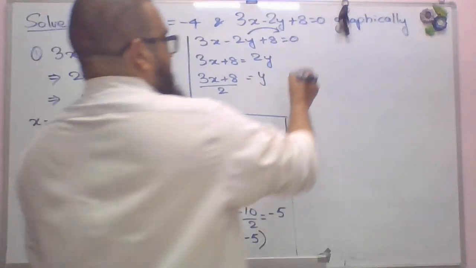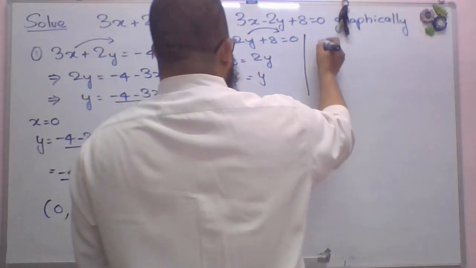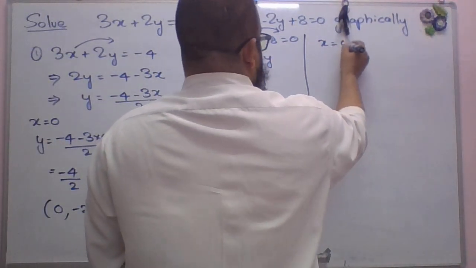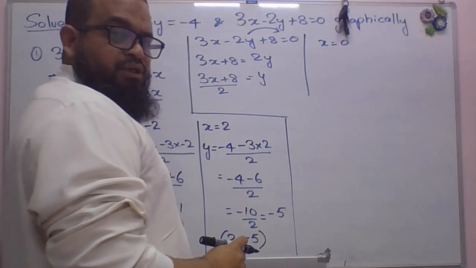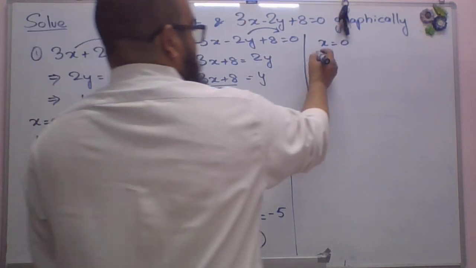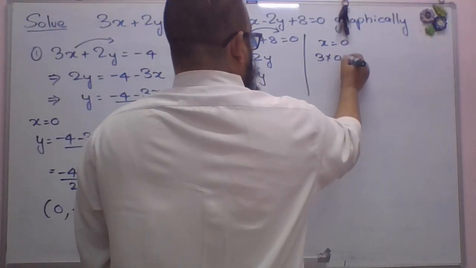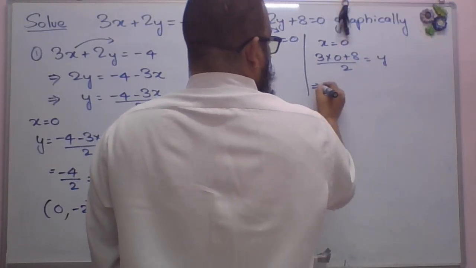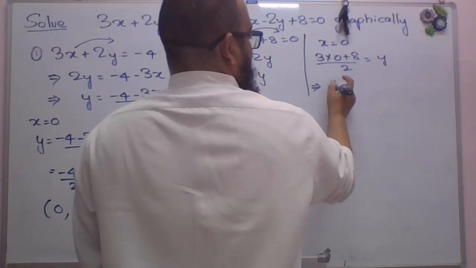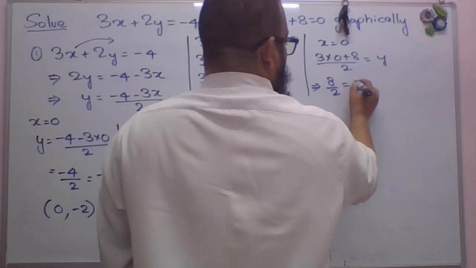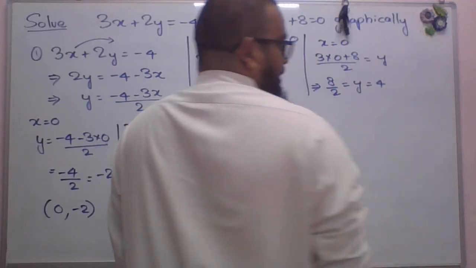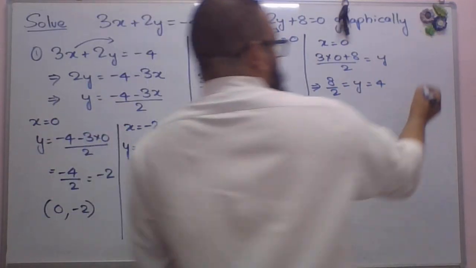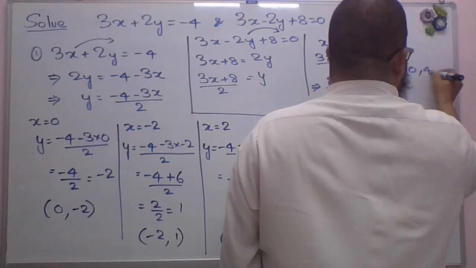Now let us take, for example, x is equal to 0. So if I take x is equal to 0, what happens? 3 into 0 plus 8 divided by 2 equals y. So that implies 3 into 0 is 0, 0 plus 8 is 8 by 2 equals y. That is equal to 4. So what is the coordinate I got? I got 0 comma 4.